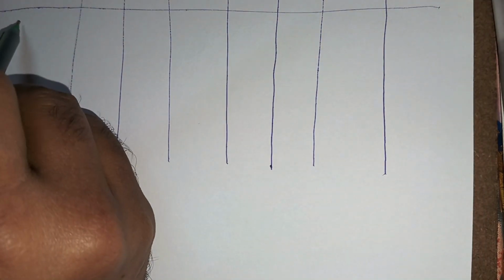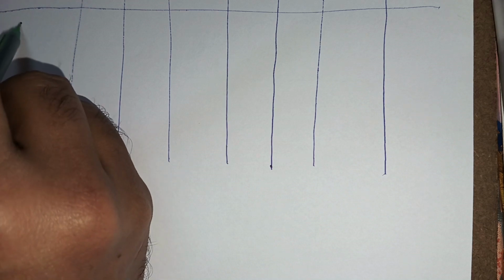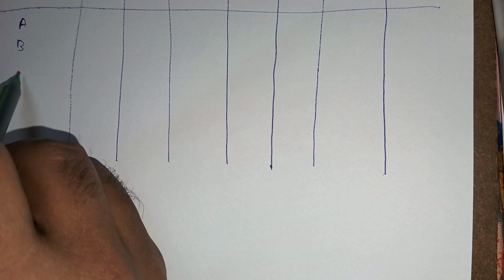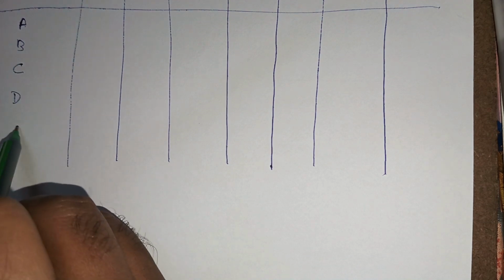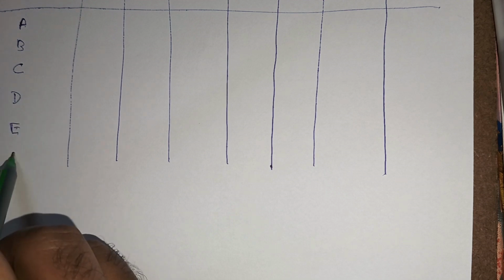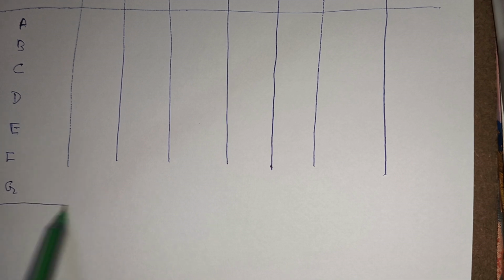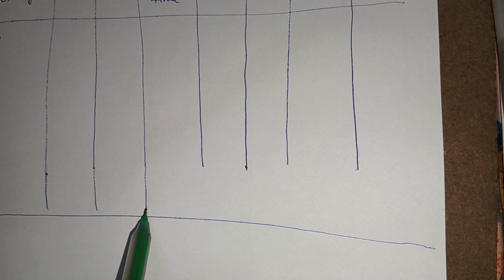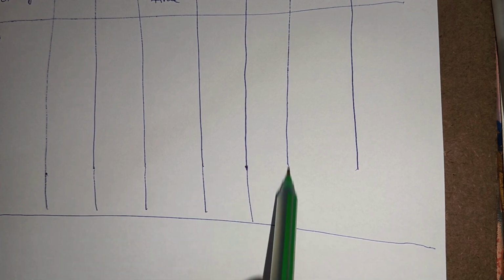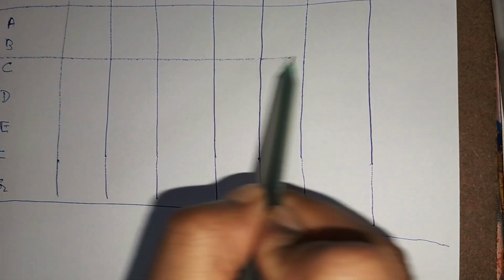So the different activities which we had taken are A, B, C, D, E, F, and G. So I need a few more spaces. For simplicity and for easy understanding, I'll just make a few lines here as well.